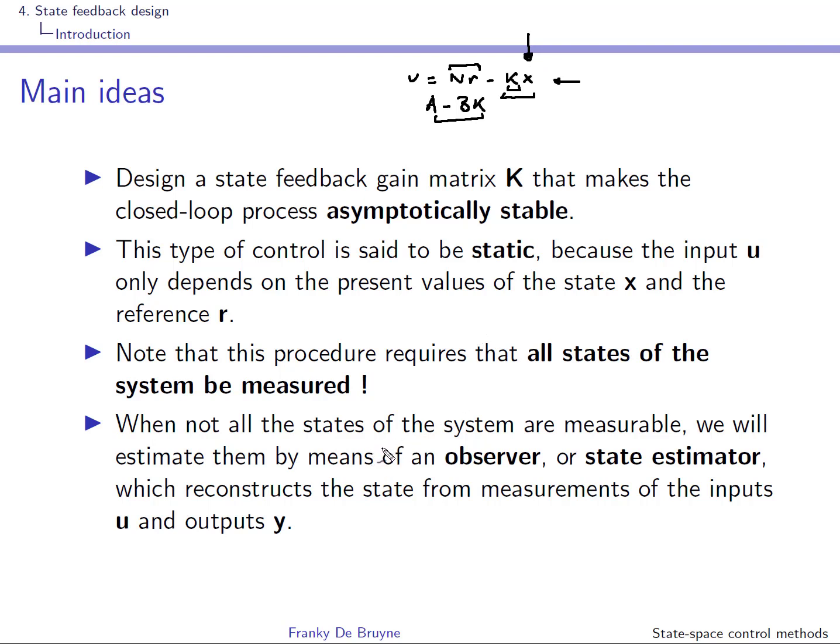We will see in the next section what you can do if this is not the case. Very often some states cannot be measured because there is no sensor. There is no technology, for instance, to measure that variable, or there is a sensor but the cost is too high. So very often not all the states will be available for measurement, and what we'll do, and this is the main topic of the next section, is to construct an observer, or another word for that is a state estimator.